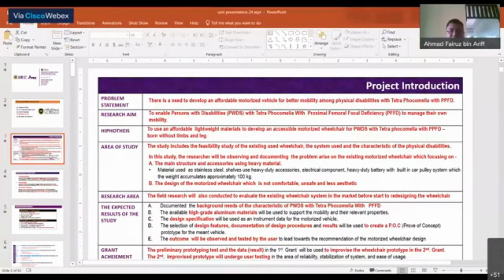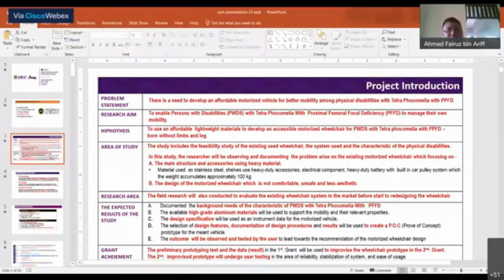There's a need to develop an affordable motorized vehicle for better mobility. The research aims to enable the user to manage their own mobility. The hypothesis is to use an affordable lightweight material to develop an accessible motorized vehicle for users who are born without limbs and legs.